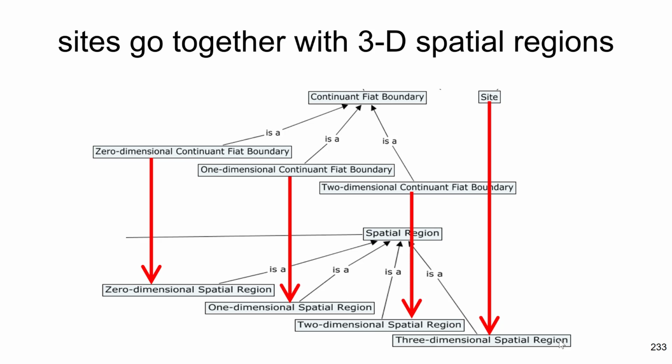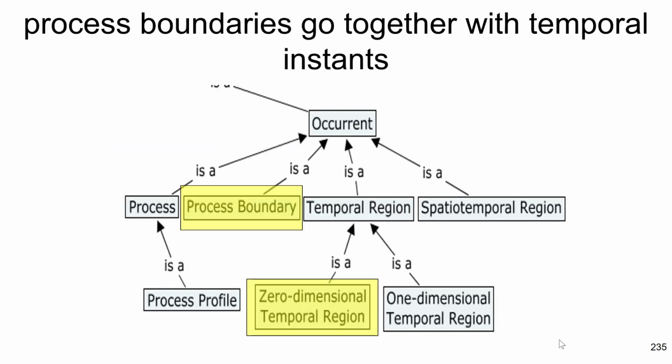All the boundaries in BFO are fiat boundaries. These fiat boundaries occupy spatial regions. So a zero-dimensional fiat boundary, which we're now calling a fiat point, occupies a zero-dimensional spatial region. A fiat line occupies a one-dimensional spatial region, and a fiat surface occupies a two-dimensional spatial region. And now every site occupies a three-dimensional spatial region, just as every material object occupies a three-dimensional spatial region. So this is a picture of the BFO relation of occupies. And similarly, on the side of processes, process boundaries occupy zero-dimensional temporal regions, just as processes occupy one-dimensional temporal regions.